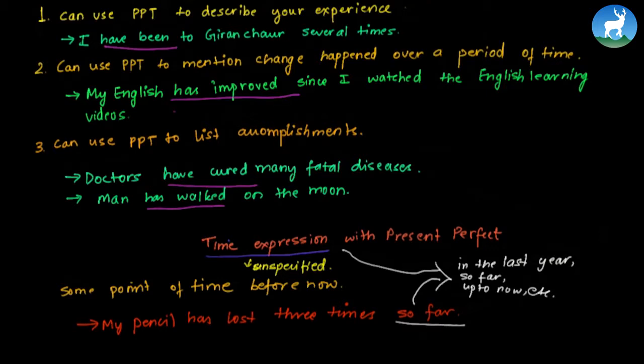You can also use it to mention change happened over time. That is, your English was not very good before, but since you've started to watch the videos, you've improved your English. So you're changing over a period of time. You can also use the present perfect tense to list accomplishments. And the time expression with the present perfect tense should be unspecified. It shouldn't be specified. It should be some point of time before now, and it shouldn't be pointed like this point of time. So, my pencil has been lost 3 times so far.